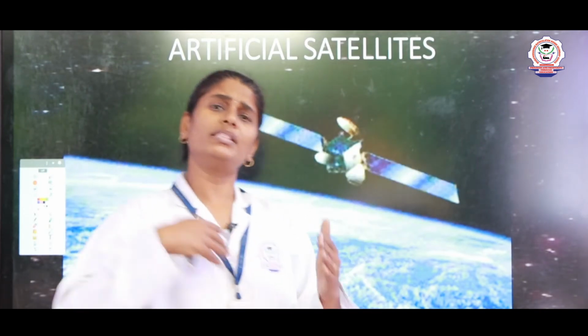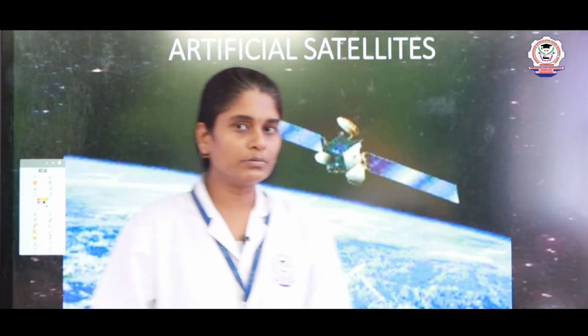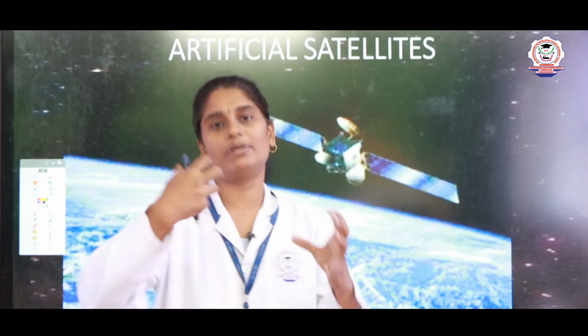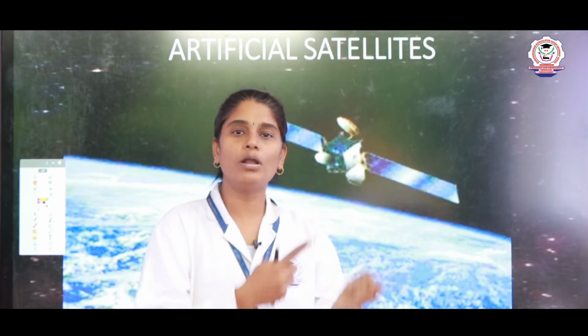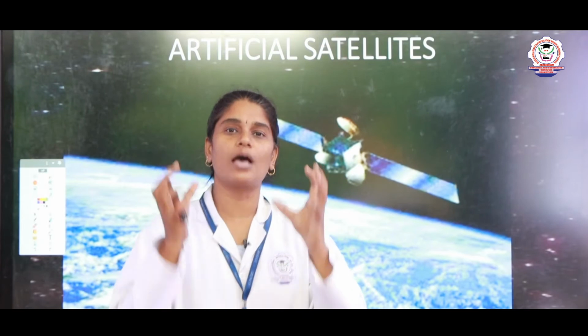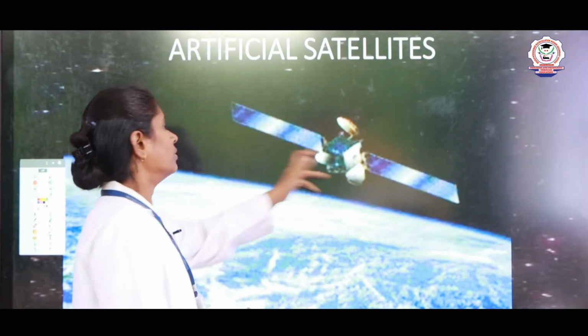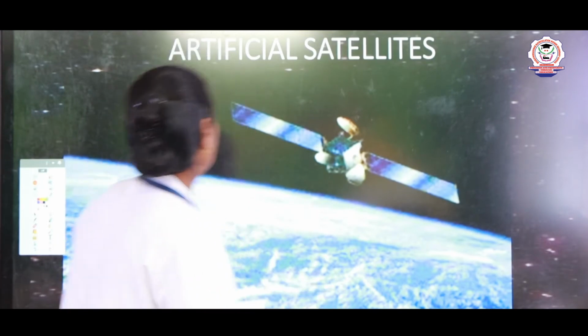So why are they sent? Why are man-made objects sent into space to revolve around the Earth? To gather information about our planet, about Earth. These satellites revolve around the Earth and thereby take information about the Earth, right? So these objects are called artificial satellites.